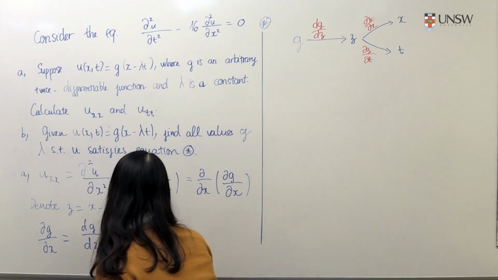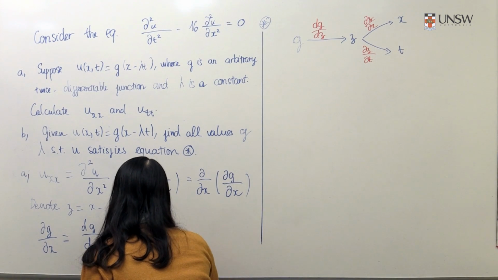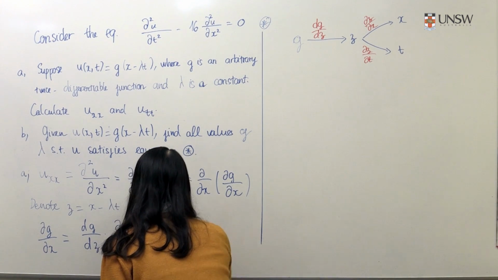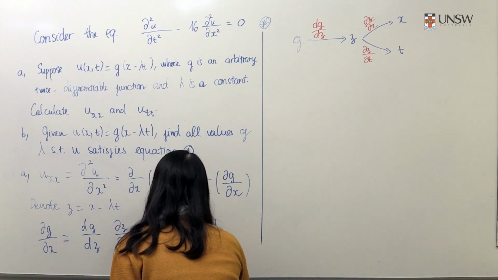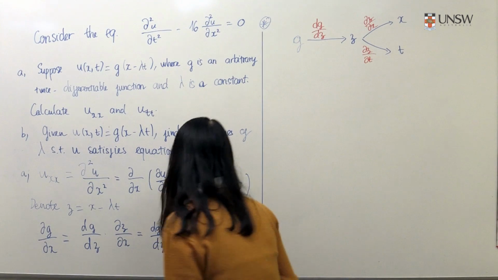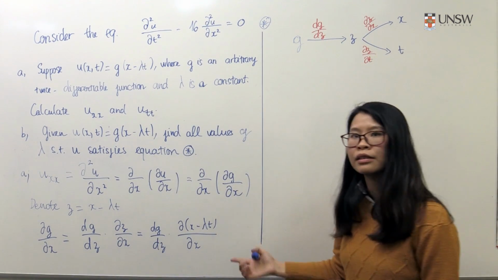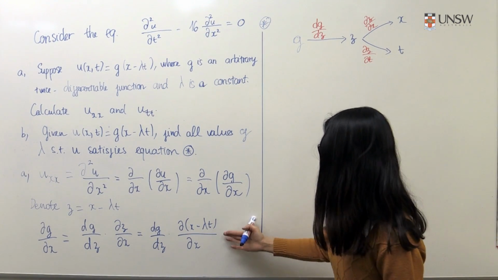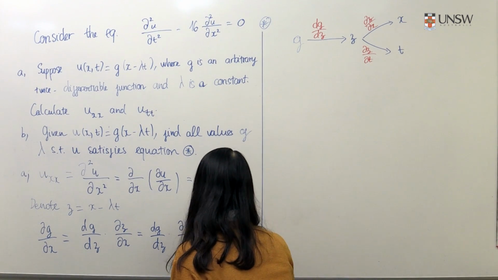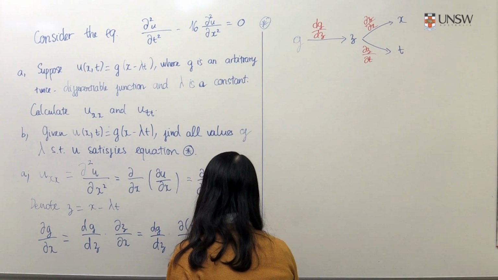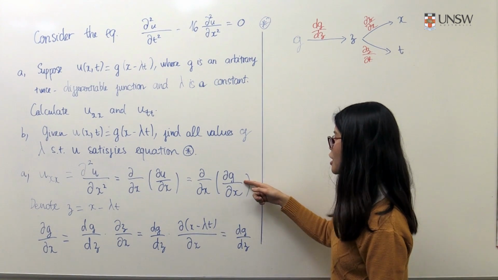And now, because z equals x minus lambda t, we just replace the second part by the derivative of x minus lambda t with respect to x. So the derivative of x minus lambda t with respect to x is just equal to 1, because in this case you treat t as a constant. So that equals dg over dz. So now we have the first partial derivative of g with respect to x.